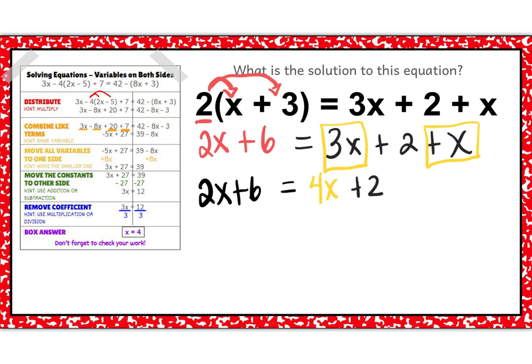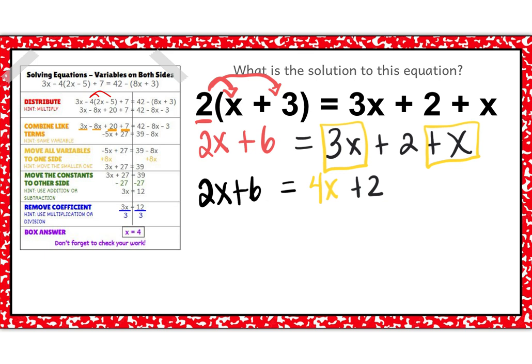Now my third step is to move all variables to one side. Because I have a 2x on the left and a 2x on the right, I'm going to go ahead and move this variable by thinking opposite operations. So a suggested step is to move the smaller one. You do not have to do this. However, this way avoids negatives.